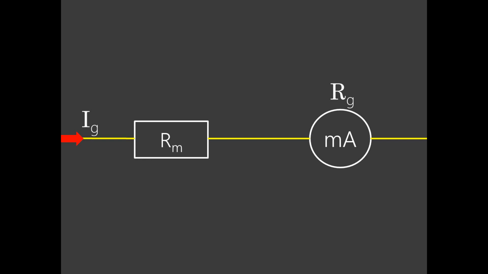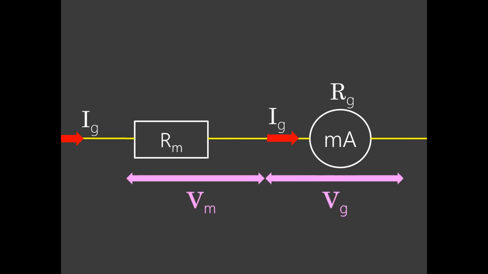The reason why we're calling it IG is because the current that goes through the galvanometer, which is a full scale deflection, is the same as the current that goes through this multiplier. So that's why we're indicating IG and IG, because they are in series. In series, devices always have the same current passing through them. So the PD across the multiplier is called VM, and the PD across the galvanometer is called VG.